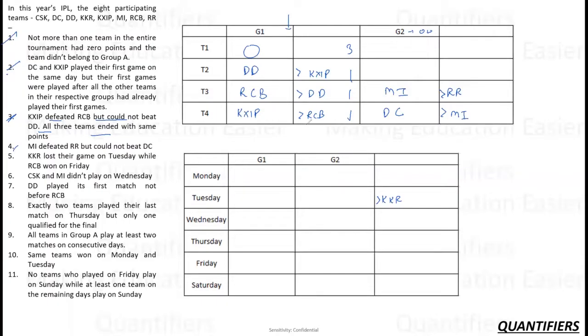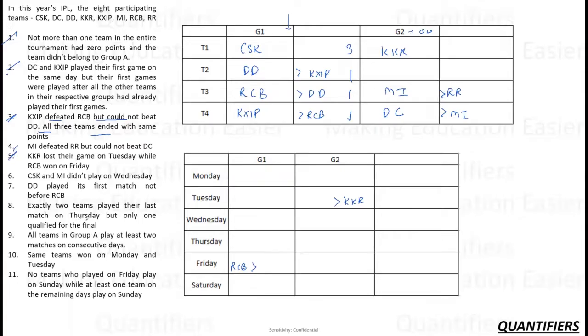Why? Because there are only two teams which are left, KKR and CSK, right? And if KKR was here, KKR must have won all the matches. But the team with 3 matches cannot be KKR, which means KKR is in the second group and CSK is in the first group, right? Okay, CSK is here and KKR is here, and KKR has lost on Tuesday, so KKR is here, and RCB has won on Friday. So RCB is here. Okay, this is also sorted.